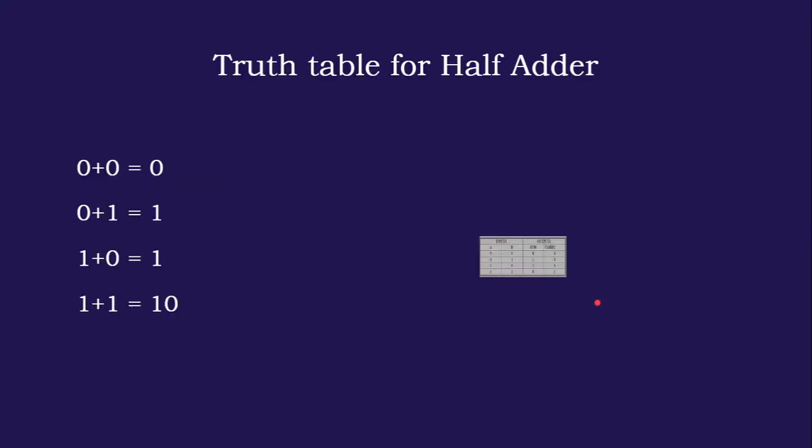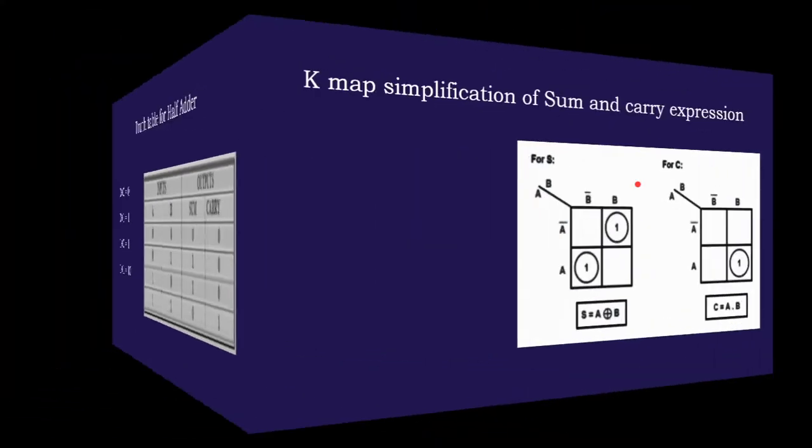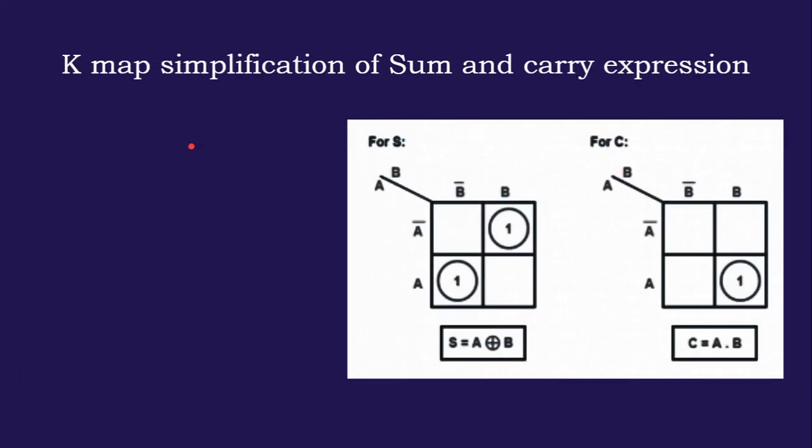So what is the truth table for the AND gate? We know that 0 into 0 is 0, 0 into 1 is 0, 1 into 0 is 0, and 1 into 1 is 1. So this is the output of the AND gate. So with the help of this AND gate and the XOR gate, the half adder is able to find out the sum and the carry of the given two inputs.